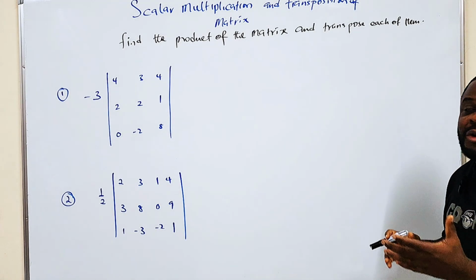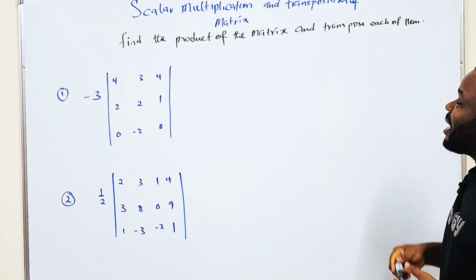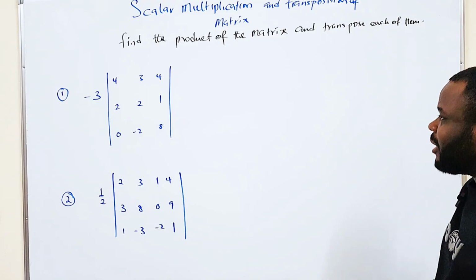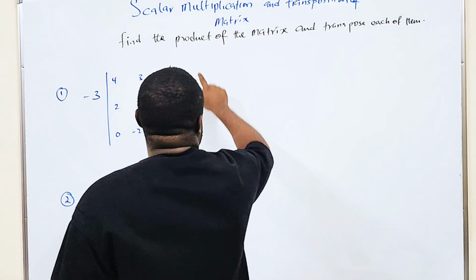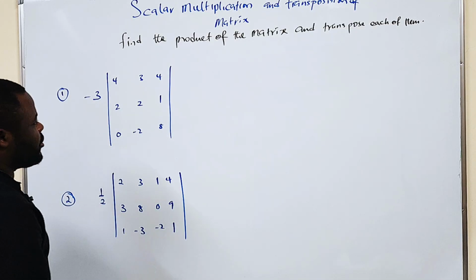All right, welcome back. In this video, we are going to talk about scalar multiplication and how to transpose a matrix. That is what we are going to do, and we have two simple examples. The first thing they ask us to find is the product of the scalar and the matrix. Then we can transpose them.